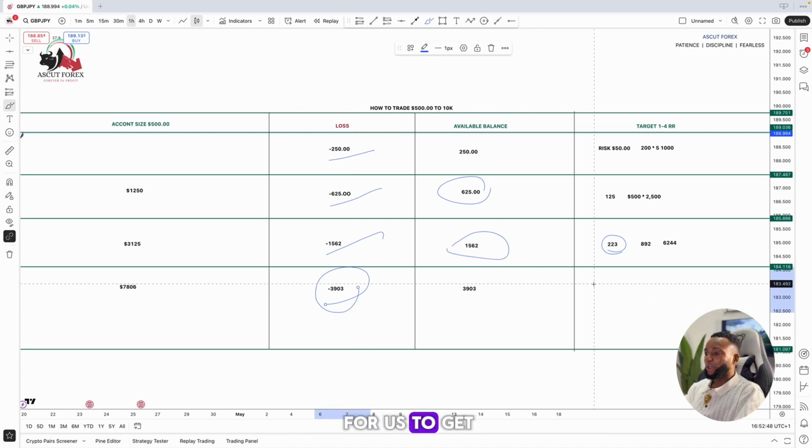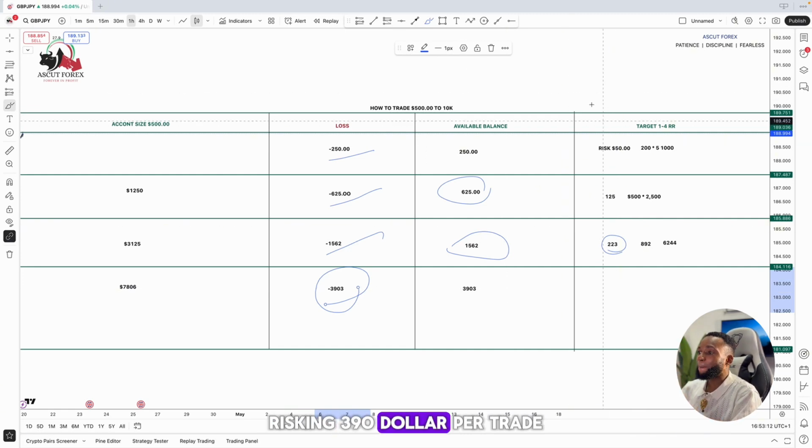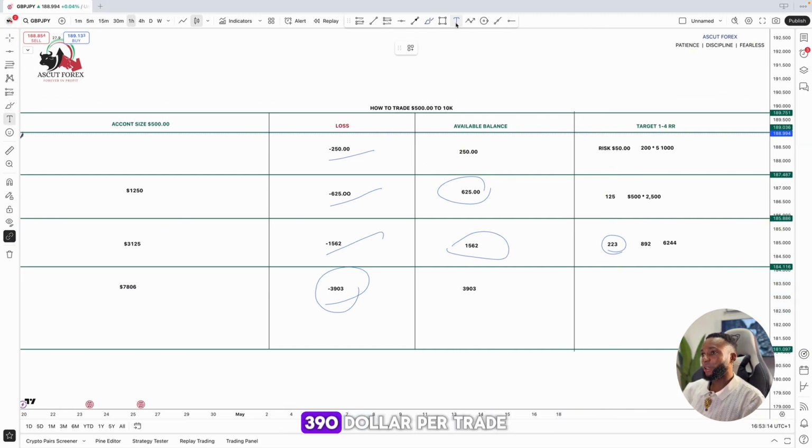But now for us to get the main money, the main capital that we'll be using per trade, the main money we'll be risking per trade, we have to drive back to calculating this: 7,006 divided by 20. Now we'll be risking $390 per trade.